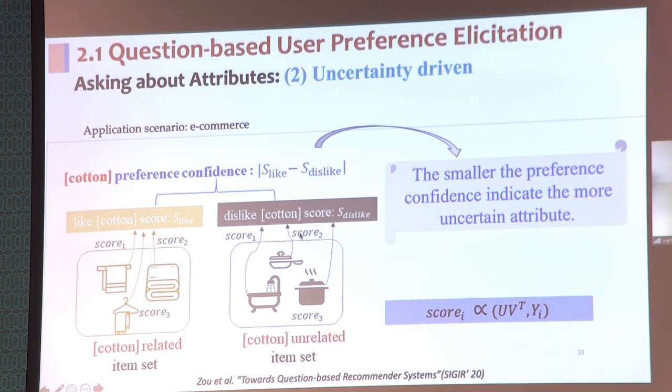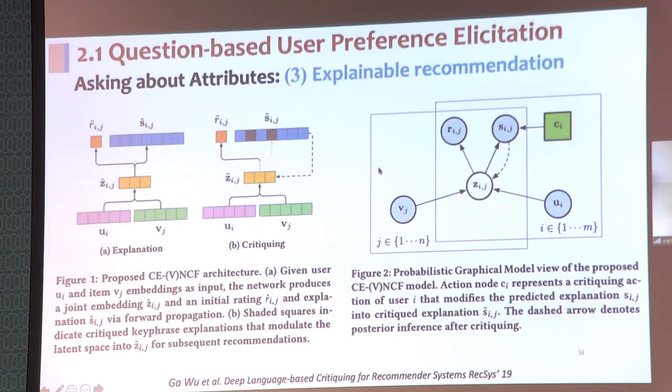And in the same logic, we have a set that does not contain the attribute of cotton, right? If we average the user's preference score on this item set, we will have an S-dislike, which indicates how likely the user does not like the attribute. Then the uncertainty score is calculated as the absolute difference of S-like and S-dislike. The smaller the preference confidence, the more uncertain the attribute. Okay, so here we have the third type of method that decides which attribute to ask the user.